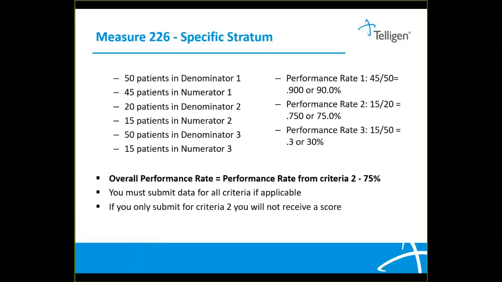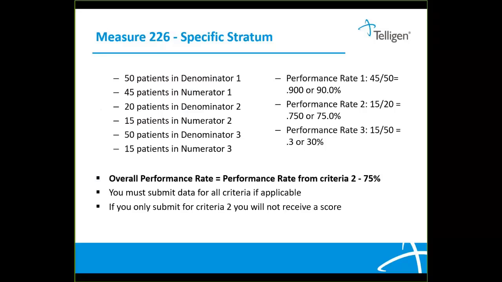Now, as you can see here, that data was submitted for all 3 criteria, and the overall performance rate is actually going to be used for the specific stratum of criteria 2. So you still have to report everything, but they're just going to be looking at criteria 2. And the earlier data must be submitted as applicable for all 3 criteria in order to be scored on this measure. So let's look at our example.